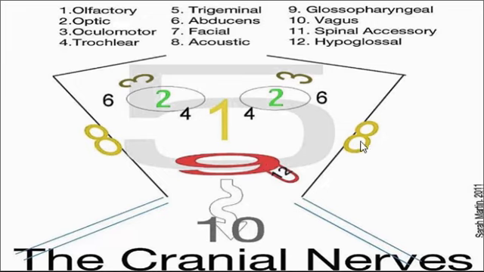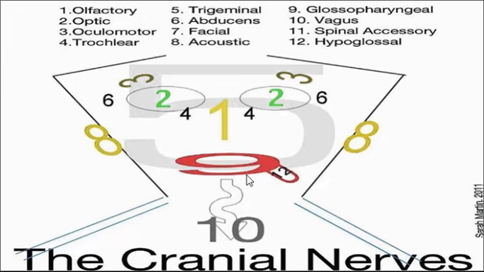Cranial nerve number 8 out here is your acoustic, and they have it over the ears because it is your hearing, also your balance. Your cranial nerve 9 down here, they have it like over the chin tongue area. That's your glossopharyngeal.